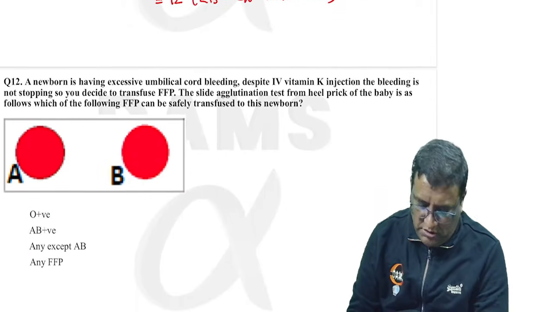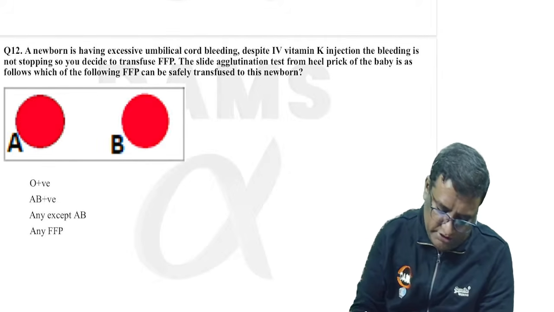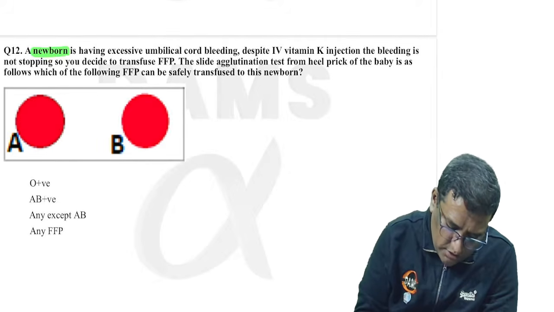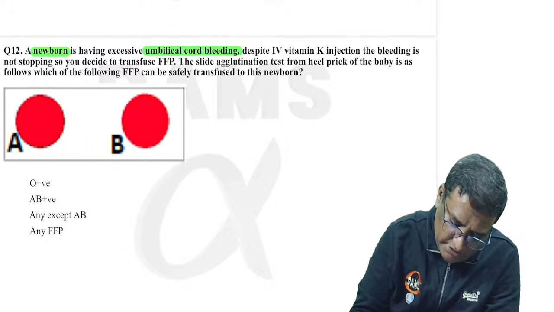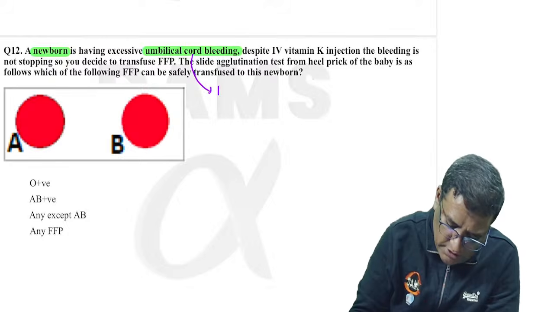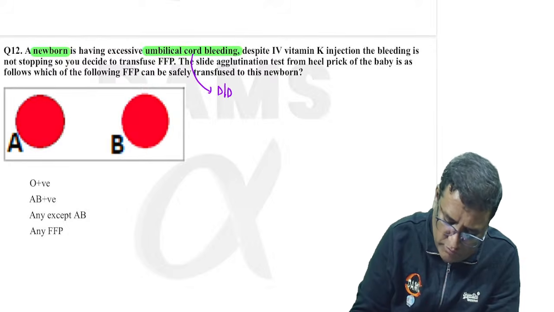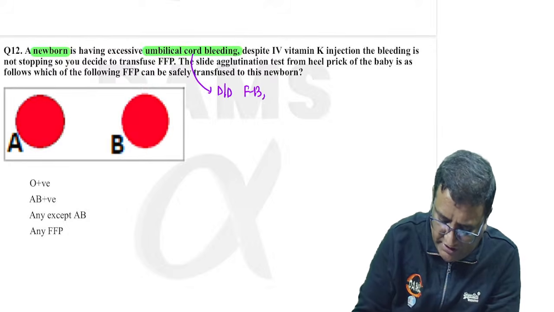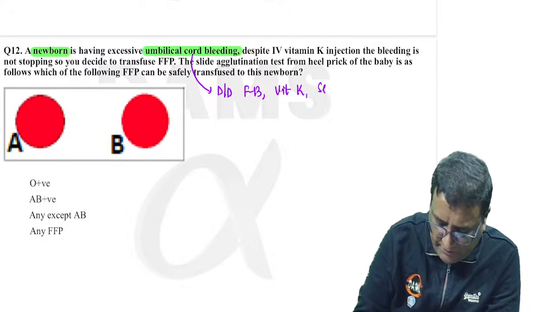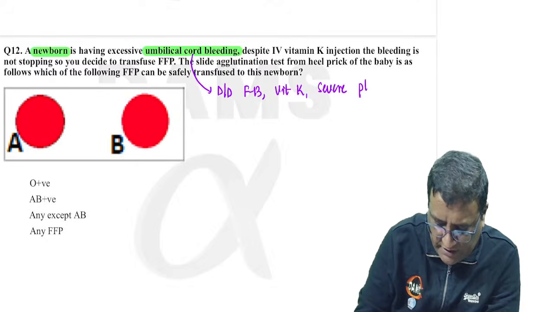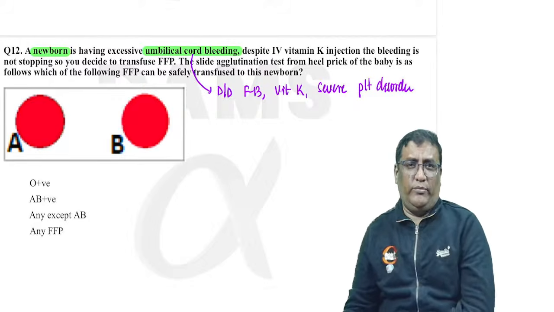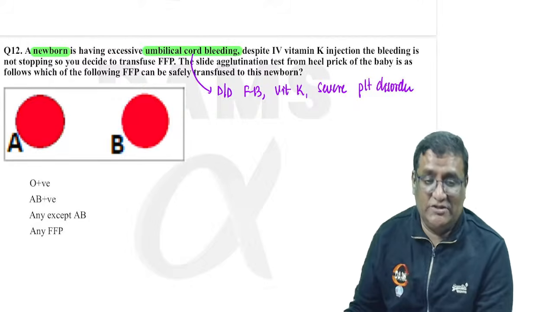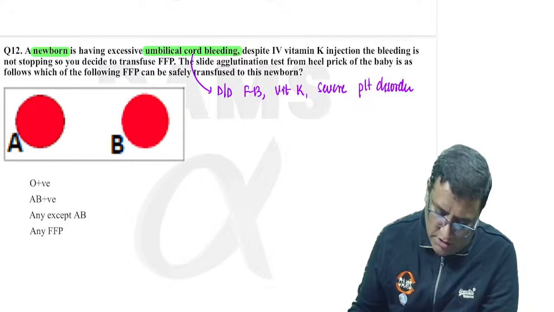Next, question 12. Let us look at this question now. A newborn is having excessive umbilical cord bleeding. What are the DDs for umbilical cord bleeding in a newborn? DDs are factor 13 deficiency, vitamin K deficiency, and severe platelet disorders. Severe platelet disorders can also cause this, like severe thrombocytopenia or aggregation disorders like Glanzmann thrombasthenia.